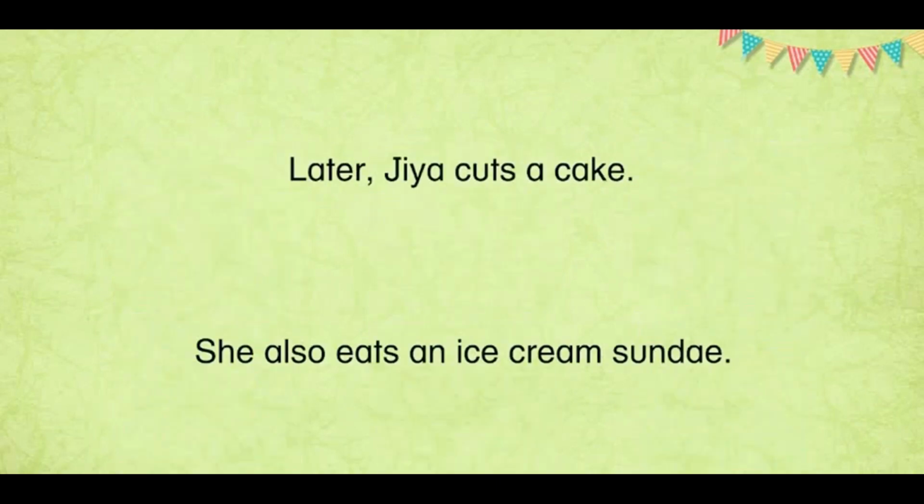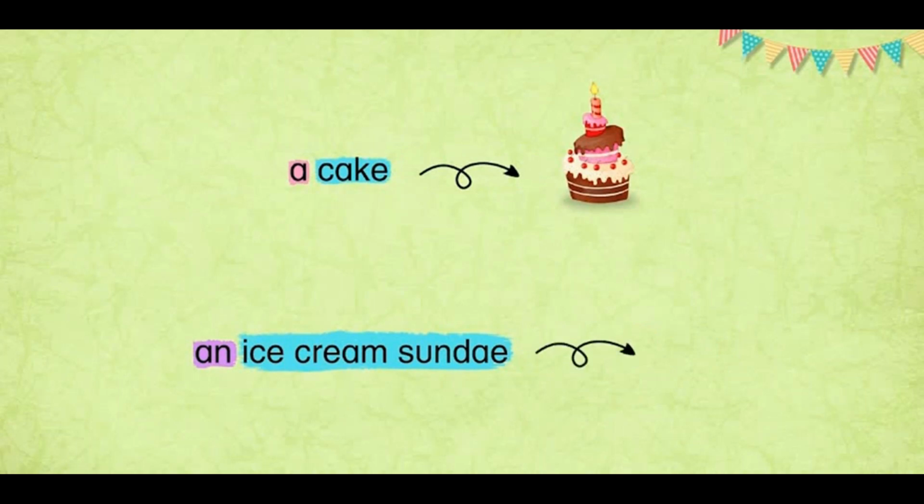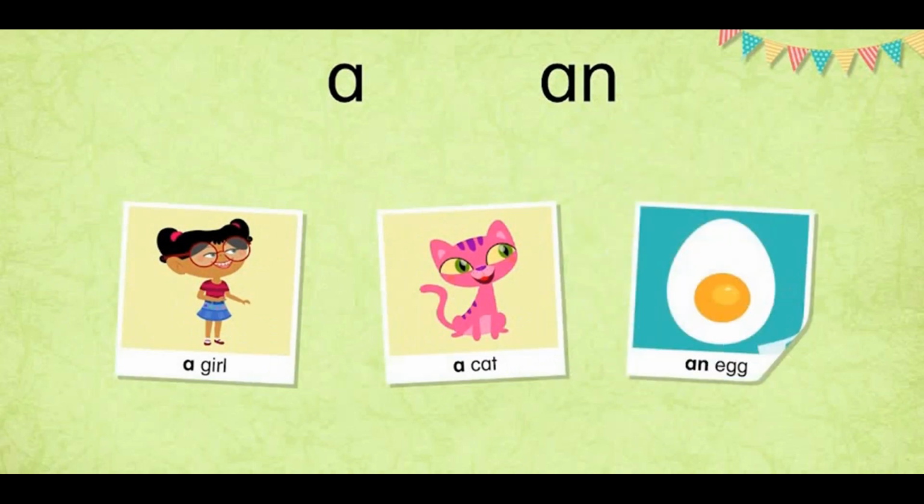Read these sentences again now. A cake, an ice cream sundae. How many cakes and ice cream sundaes are we talking about? Just one. A cake means one cake. Similarly, an ice cream sundae means one ice cream sundae. So remember, a or an are used before words that name one person, animal, or thing.